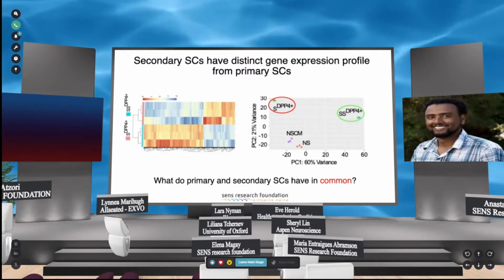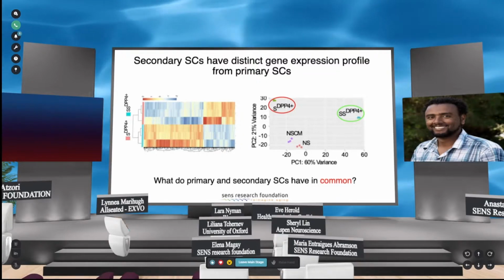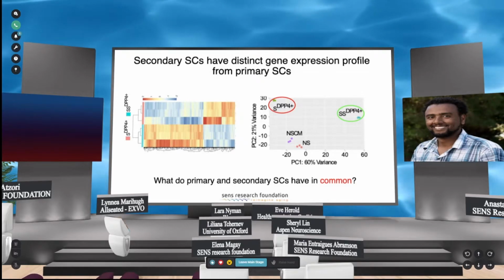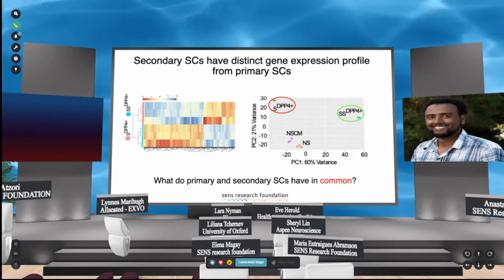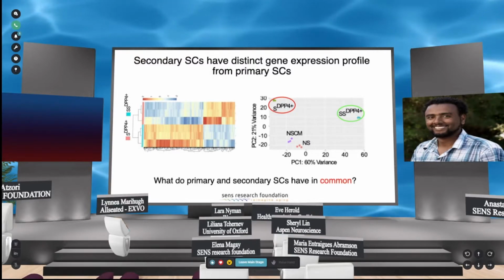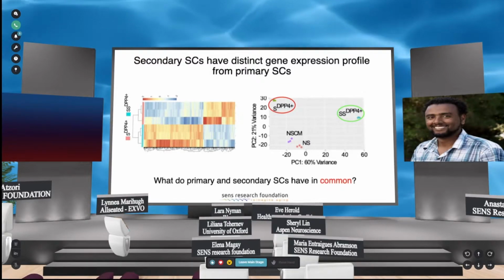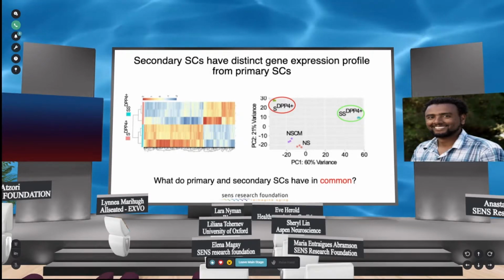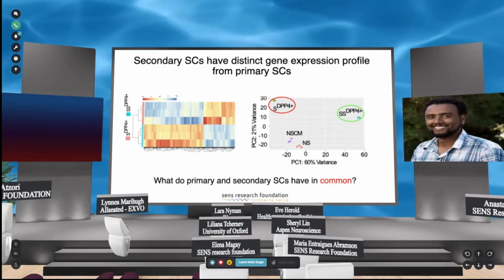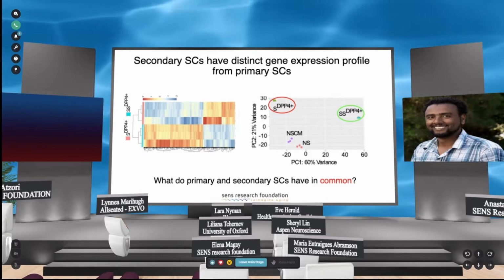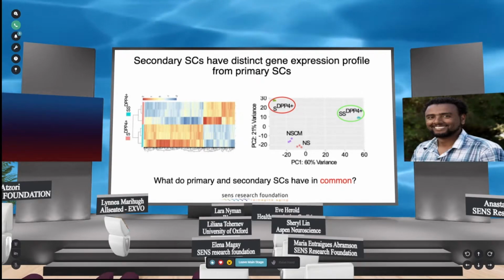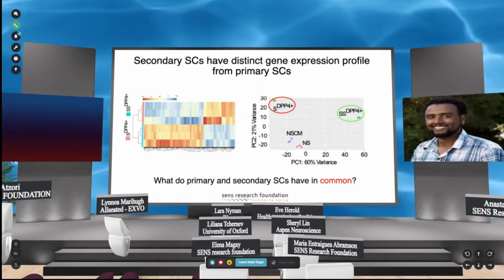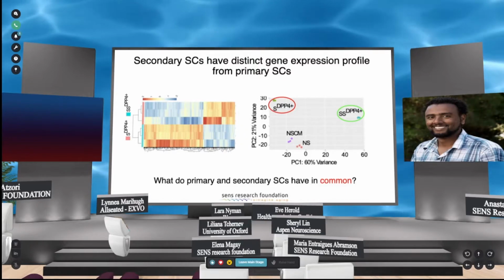If you see a very simplified version of our RNA-seq analysis here on the left, secondary senescent cells are clustered together and well separated from the primary senescent cells, and they have a very different gene expression pattern, comparing all the differentially expressed genes in these two conditions. We also did a 2D PCA analysis, which shows the difference and similarity between different conditions. What we found is that secondary senescent cells and primary senescent cells are well separated from each other and from their non-senescent controls.